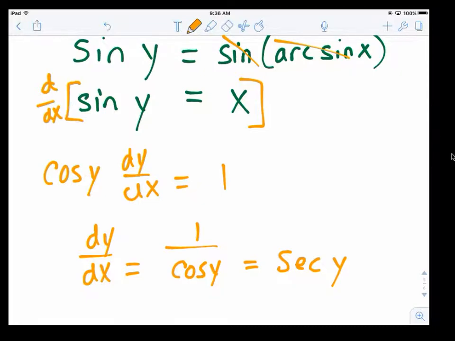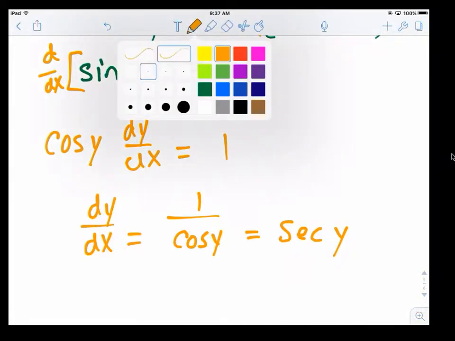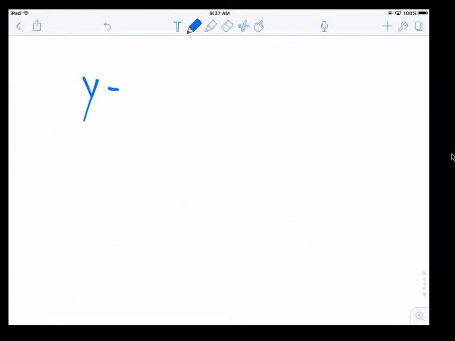Okay, now we're almost done, but this says the derivative of y with respect to x, but what is our equation in? It's in terms of y, right? So we need to kind of back up a little bit. The derivative of y in terms of x. This is in terms of y. If it has an x variable, then we'd be good, but we have a y variable. All right, so we need to have arc sine of x.